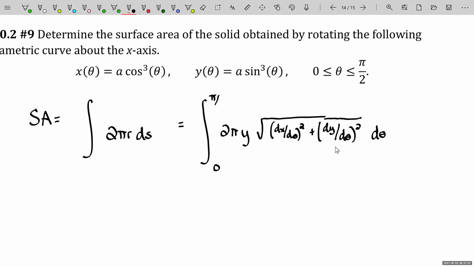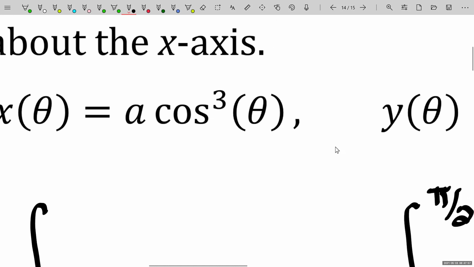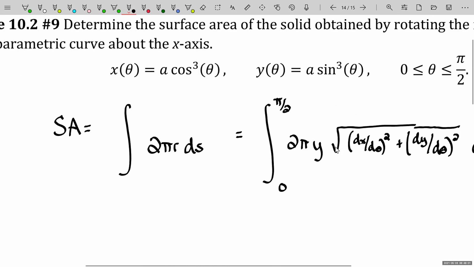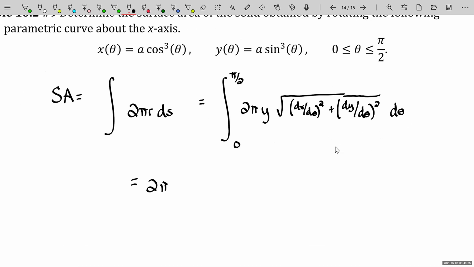There's no retrace, by the way, on this. I'm not going to bother showcasing it, but there's no retrace on this. From 0 to pi over 2, cosine is decreasing only, and sine is increasing only. So there's no retrace at all I have to worry about. I'll factor out the 2 pi times the integral from 0 to pi over 2.